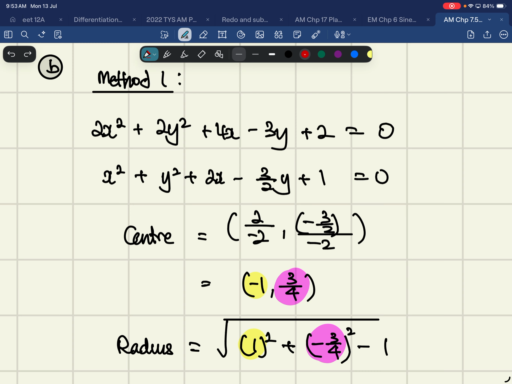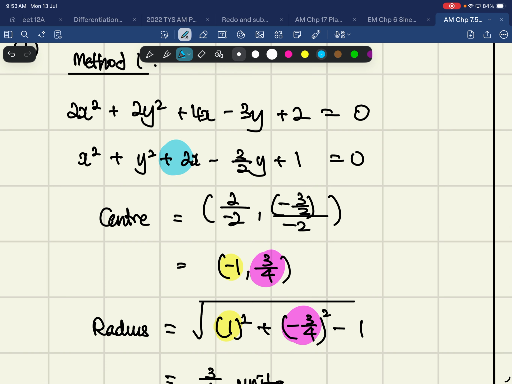So I divide the whole equation throughout by 2. Once I do that, then I can begin finding my center. My coefficient now for x is plus 2, for y is negative 1.5. To find the center, I will have to divide both by negative 2, right?